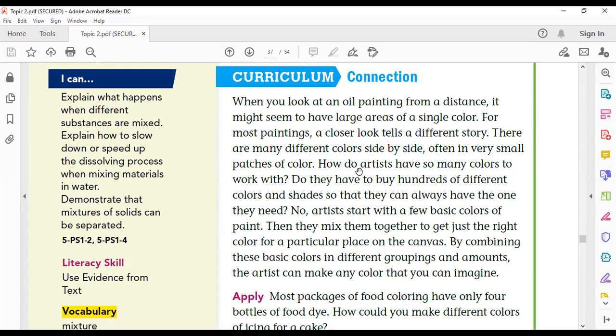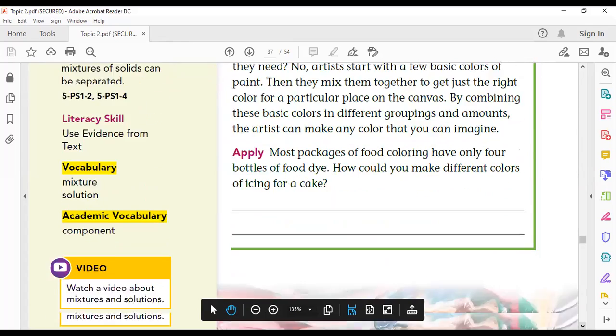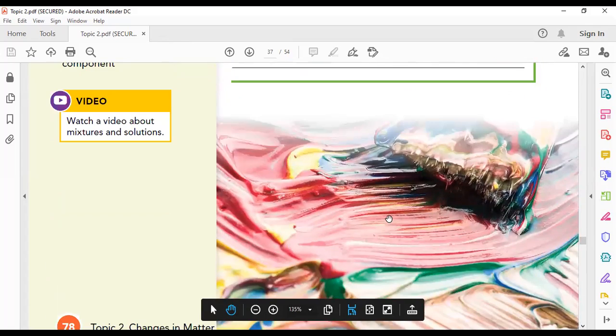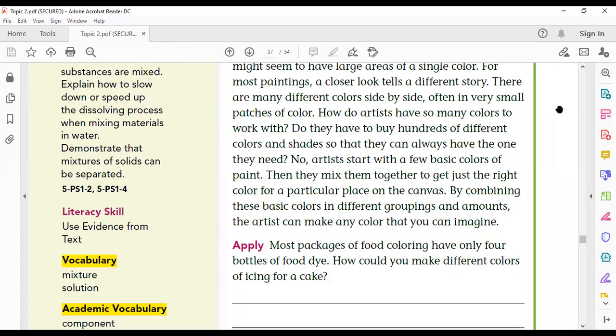The question is, how do artists have so many colors to work with? Do they have to buy hundreds of different colors and shades so that they can always have the one they need? Do you think that? For example, look here. Do you think that the artists, to make this painting, buy all the colors? No, they mix. Look at the answer.